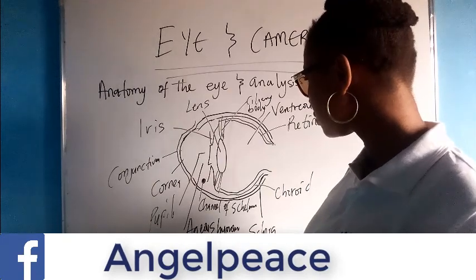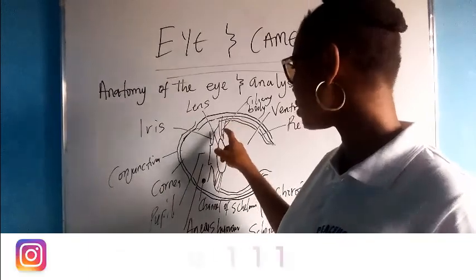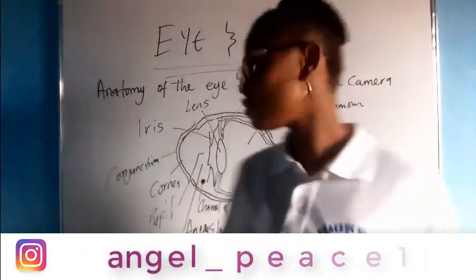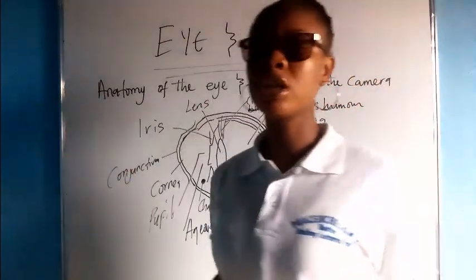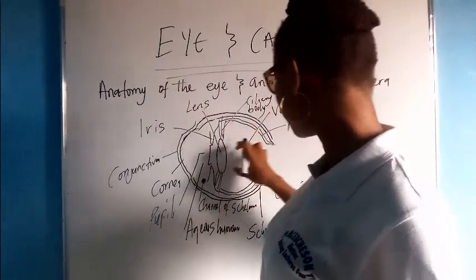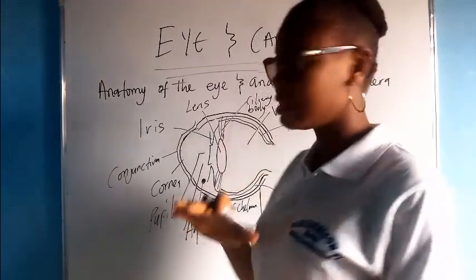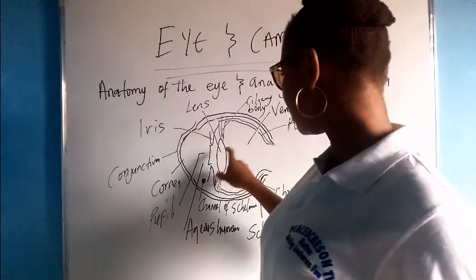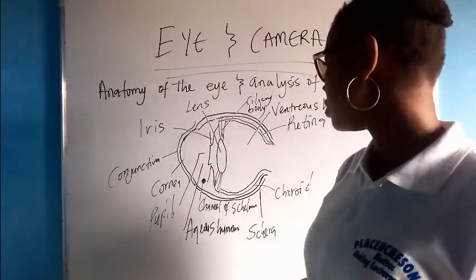Okay, so the ciliary body, that has the ciliary muscle, the lens and all that, is continuous with the choroid. What this does is to control focusing of light rays to the retina. So the lens can expand, like change shape, alter its nature to be able to focus light rays to the retina.